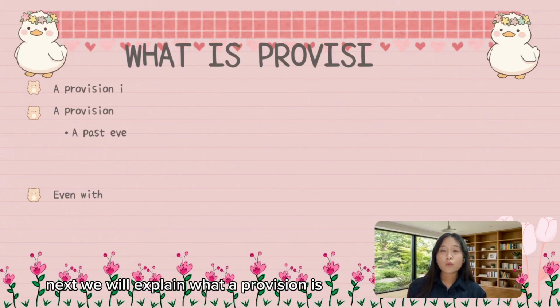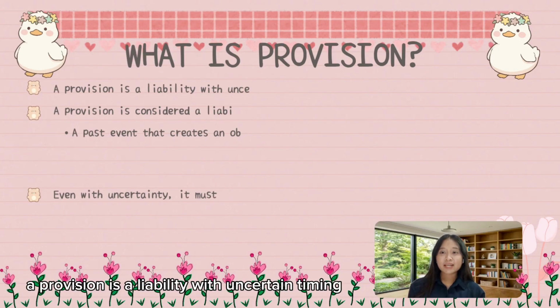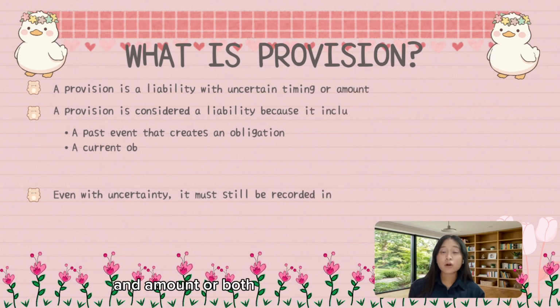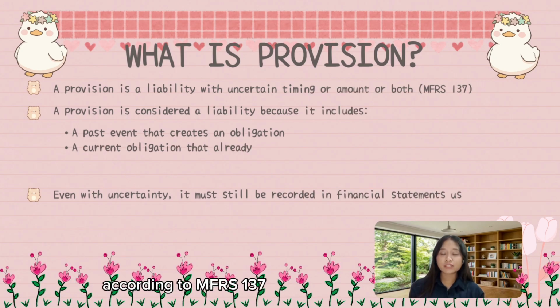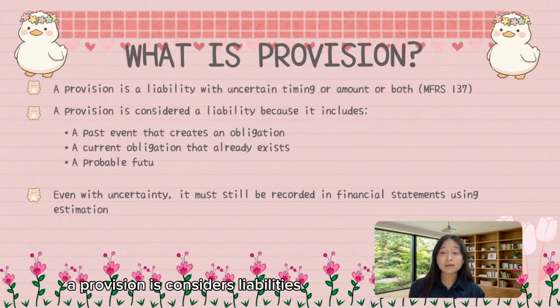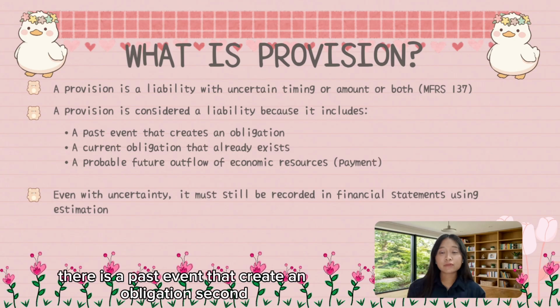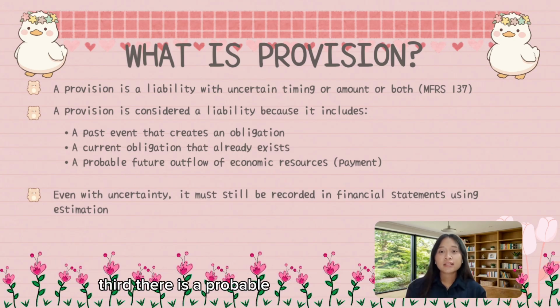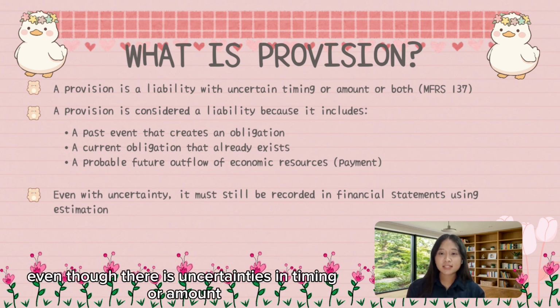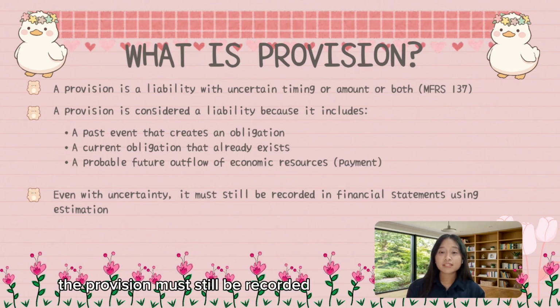Next, we will explain what a provision is. A provision is a liability with uncertain timing and amount or both according to MFRS 137. A provision is considered a liability because it has three main characteristics. First, there is a past event that creates an obligation. Second, the entity has a present obligation that already exists. Third, there is a probable future outflow of economic resources, which means payment will be made. Even though there are uncertainties in timing or amount, the provision must still be recorded in the financial statements using estimations.